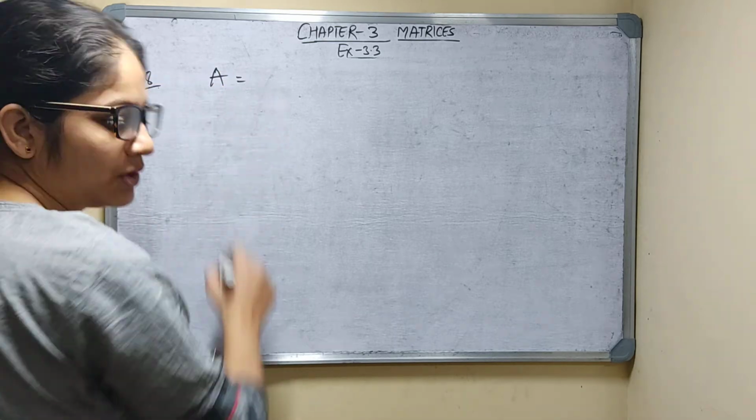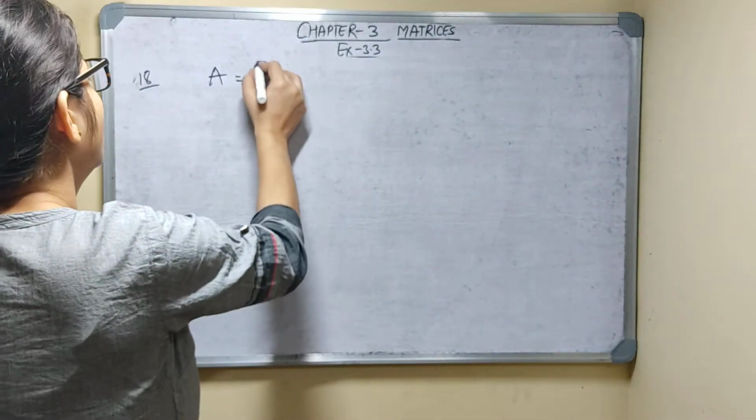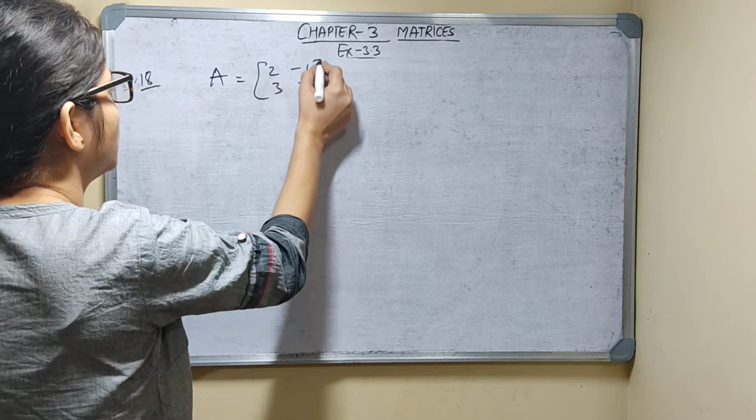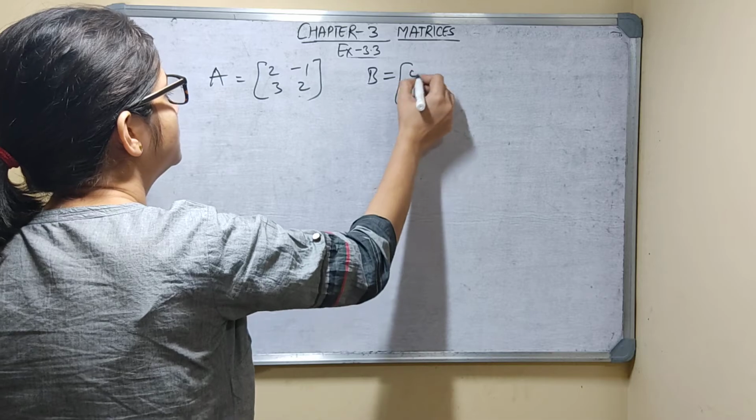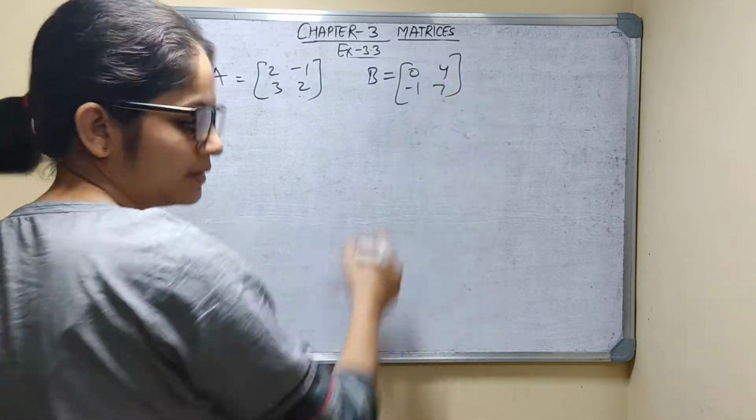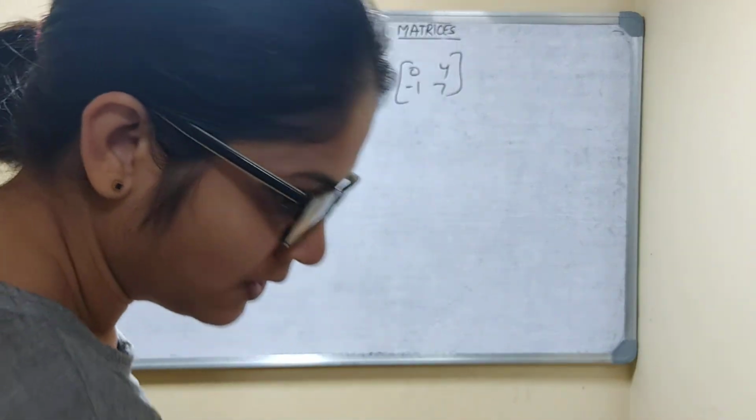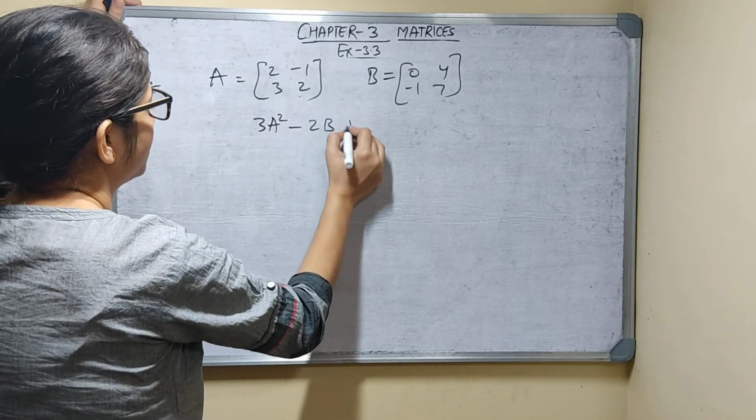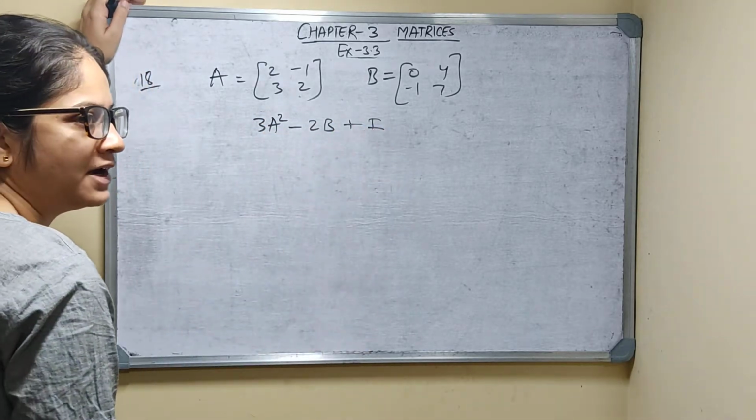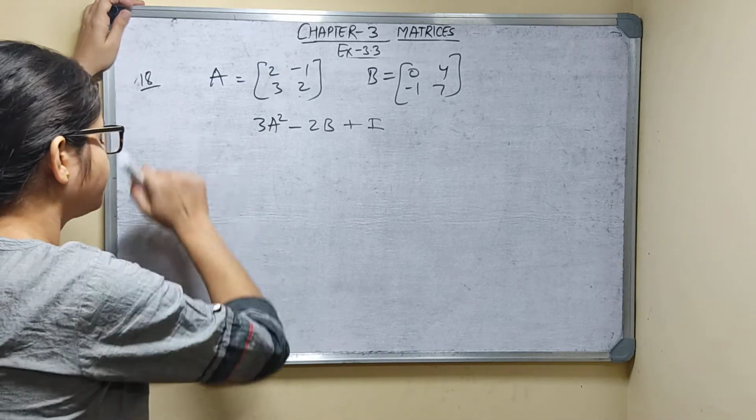A is equal to [2, -1; 3, 2]. B is equal to [0, 4; -1, 7]. Find 3A² - 2B + I. I is what? Identity matrix.